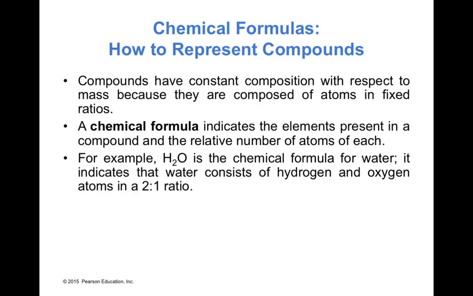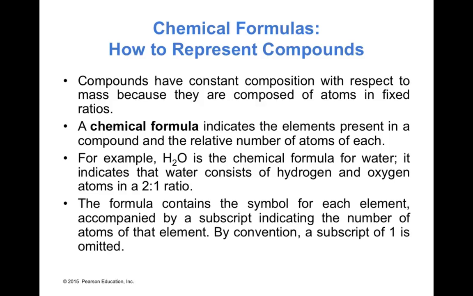Okay, and this is the ratio of atoms to produce this specific compound: 2 atoms of hydrogen for each atom of oxygen. This is not the mass ratio. This is just the ratio between the atoms that produce the specific compound. The formula contains the symbol of each element accompanied by a subscript indicating the number of atoms of that element. By convention, a subscript of 1 is omitted.